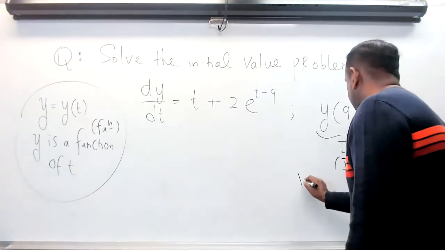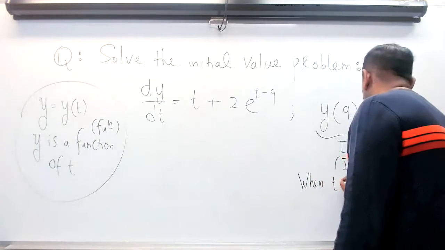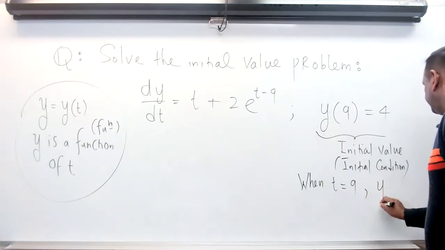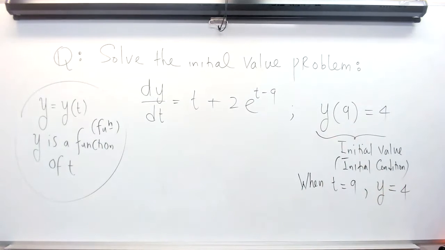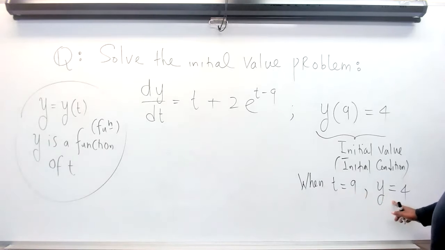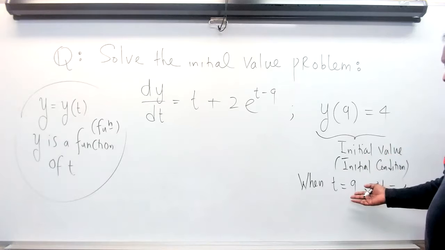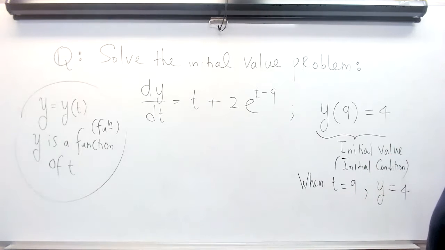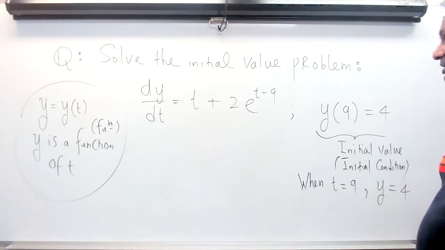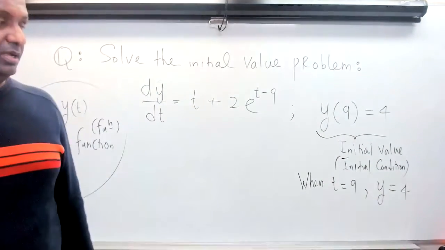It means when t equals 9, y is 4. That's what it means. At the beginning, when the time was 9, y may be anything. In this case, let's say when t equals 9 seconds, what would be the distance that particular particle or object has traveled, or something like that. That's the initial value. It's being given. Based on that, they want us to solve.